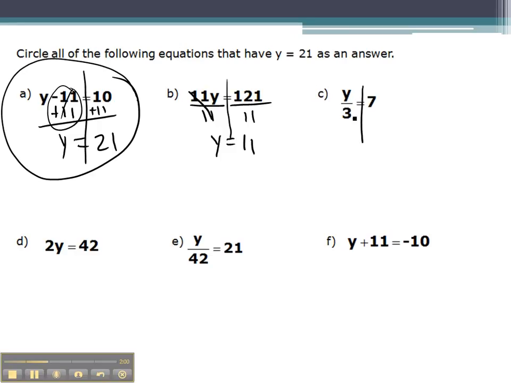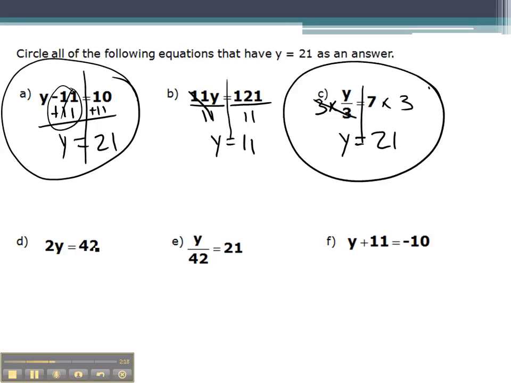On C we have y divided by 3. We undo that division with the inverse operation, which is multiplication by 3, because 3 over 3 is 1, so we're just left with 1y, or y, on the left hand side, and then 7 times 3 is 21, so the equation in C does have a solution y equals 21.